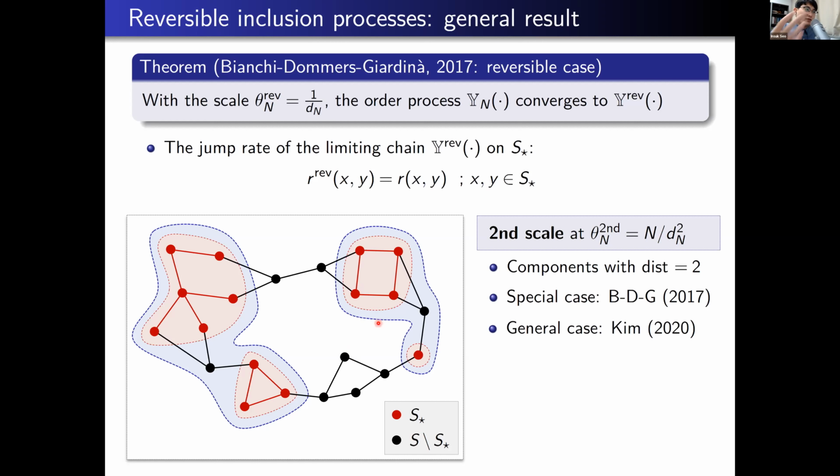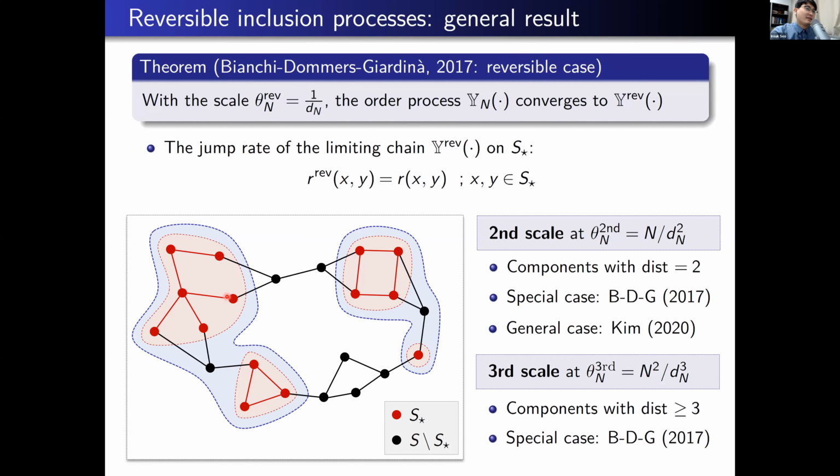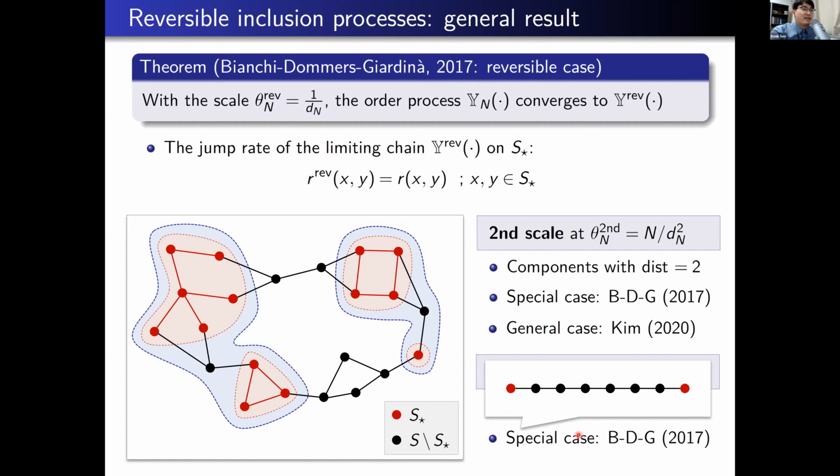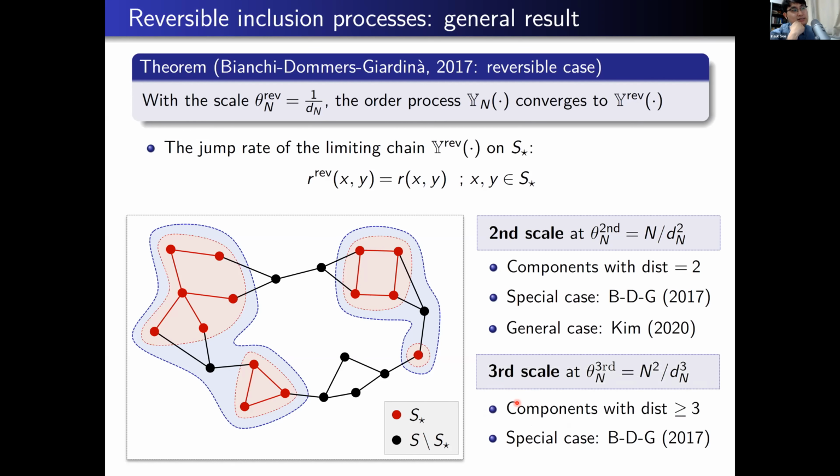Now, if you wait even longer, then you can observe a jump from this blue component to another blue component, right? That is what happens in the third time scale. So if you wait more, then we are able to jump among these two components, and Markov chain convergence has been verified only for a special case in this paper. They assume that the graph is a simple line graph, and then they show the third time scale. So the general third time scale is still an open question in this problem, even in the reversible case. Okay, this is the summary of what has been done for the reversible case.